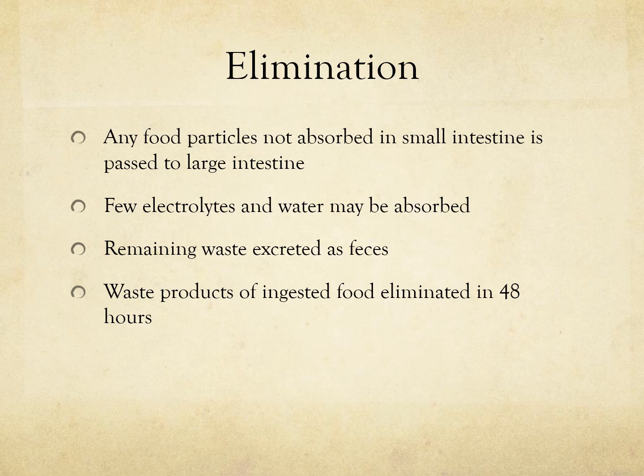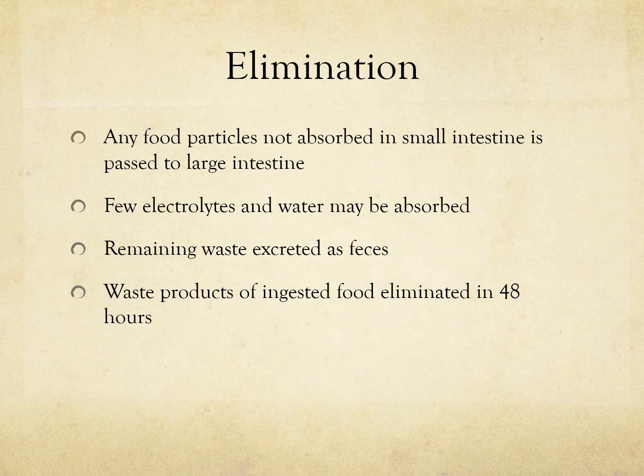And as waste moves through the colon, more water is absorbed. If too much water is absorbed, stool becomes hard and dry, leading to constipation. If not enough water is absorbed, stool becomes loose or watery, which results in diarrhea. And eventually the remaining waste products are excreted as feces, and under normal conditions, waste products from ingested food are typically eliminated within about 48 hours, although this can vary from person to person depending on their diet, hydration, activity level, medications, and overall health.